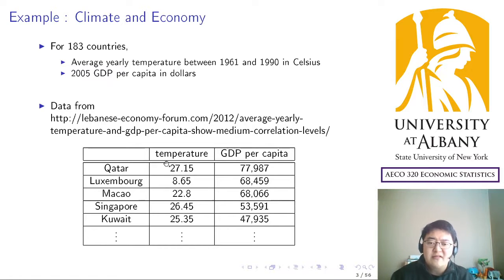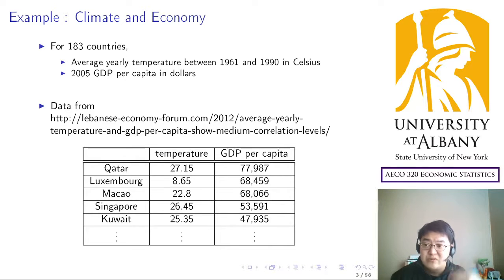So let's look at this table. I ordered countries from the richest. The highest GDP per capita is from Qatar, then Luxembourg, Macau, Singapore, Kuwait. They have the highest GDP per capita, and their average temperatures are like these. Qatar, Macau, Singapore, Kuwait are quite warm countries, but Luxembourg is rather cold. The average throughout the year is only 8 degrees Celsius. If you're wondering how much 8 degrees is, it's about 40-something, slightly below 50 degrees Fahrenheit.